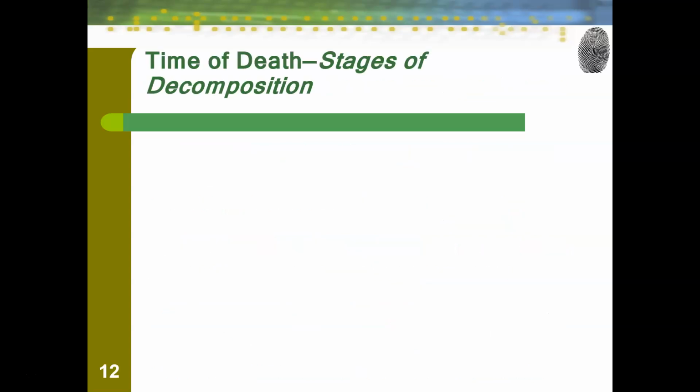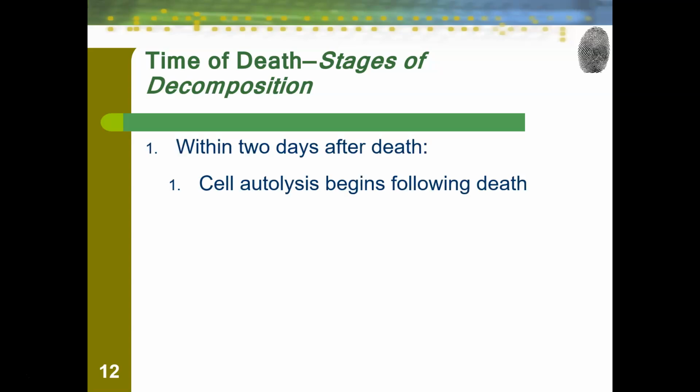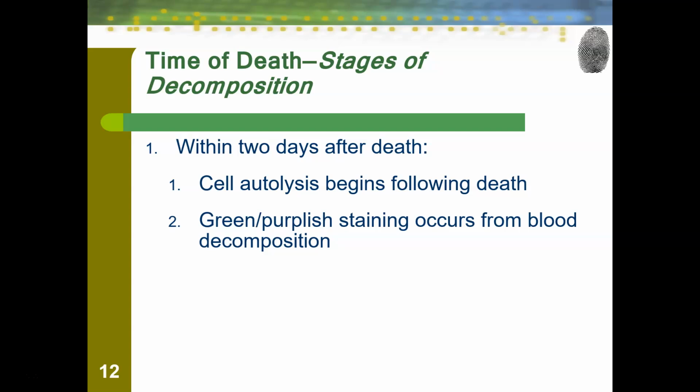We can also estimate if a body is really far gone. We can use the stages of decomp to get an estimated time of death. Now we aren't talking about hours like we have been up until now. We're going to start talking more about days. So within 2 days after death, the cell autolysis begins. This means the cells all start to rupture, auto meaning automatically, lysis meaning to burst, automatically bursting.